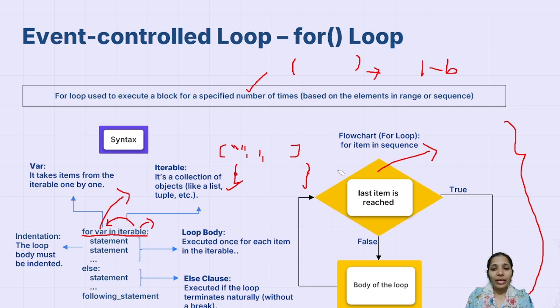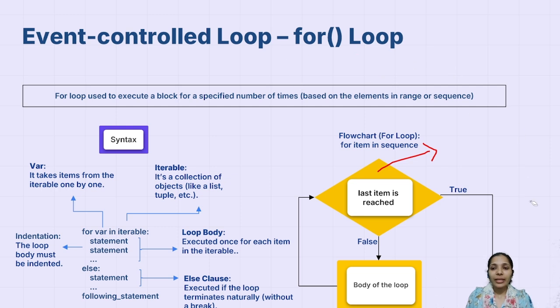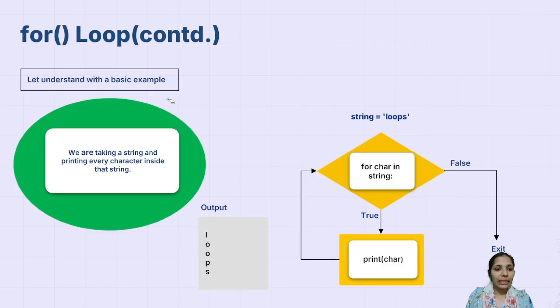Whenever we want to print the elements in a list, the elements in a set, or any collection of elements, it can be done using the for loop. Now let's understand a basic example.